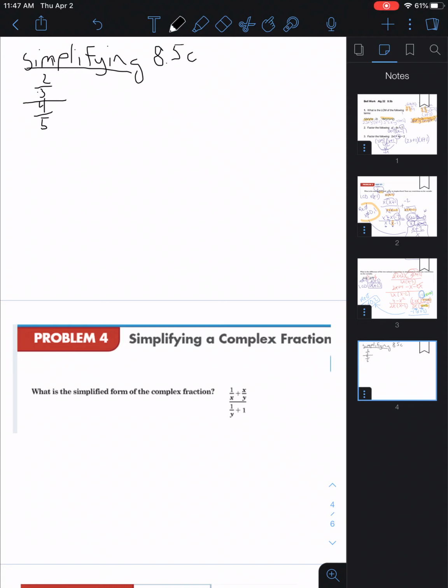Good morning, class. This is the third section that we've done on rational expressions. We're going to simplify complex fractions. Here's a complex fraction on this slide.